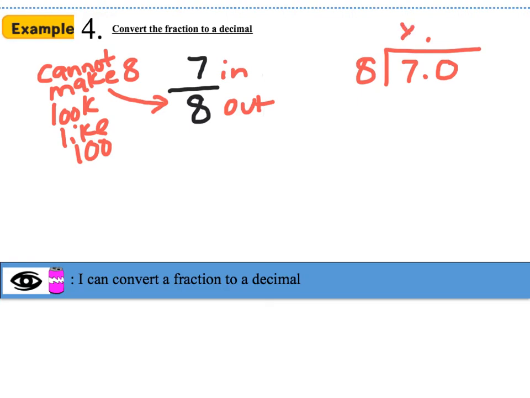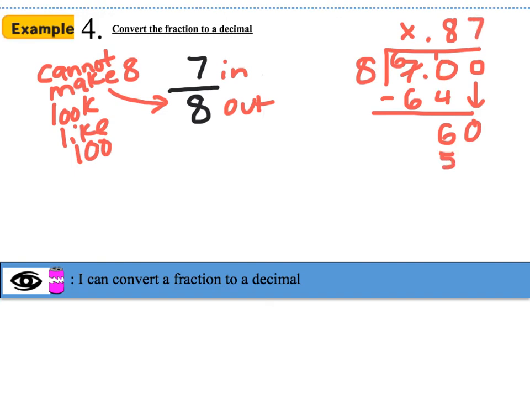So I know I should just bring my decimal up automatically so I don't forget about it. 8 cannot go into 7, but 8 can go into 70 8 times, and that becomes 64. Let's subtract. We need to borrow. That becomes a 6. 10 minus 4 is 6. Let's add another 0 and drop it down. 8 goes into 60 7 times, which becomes 56.